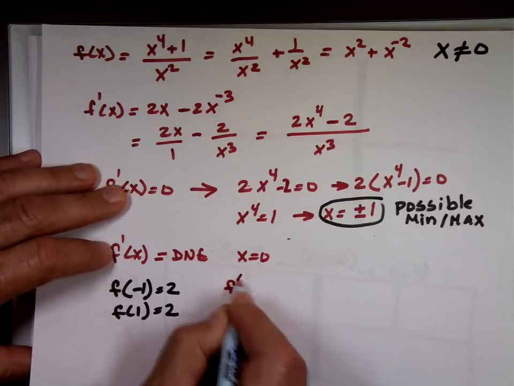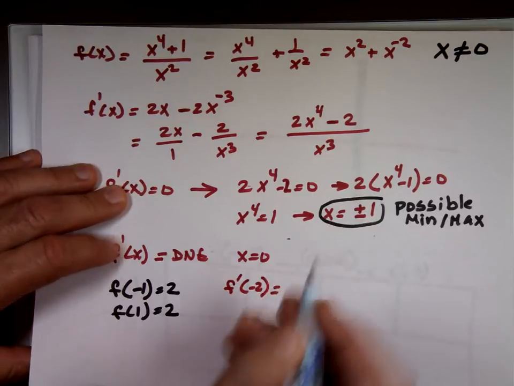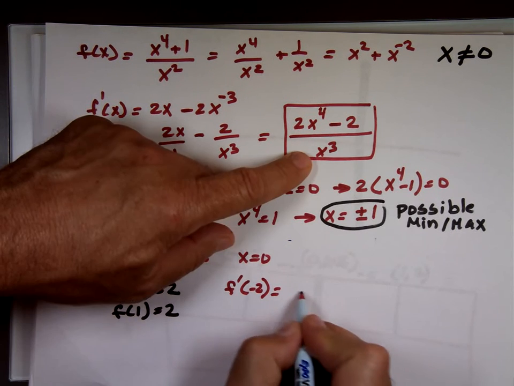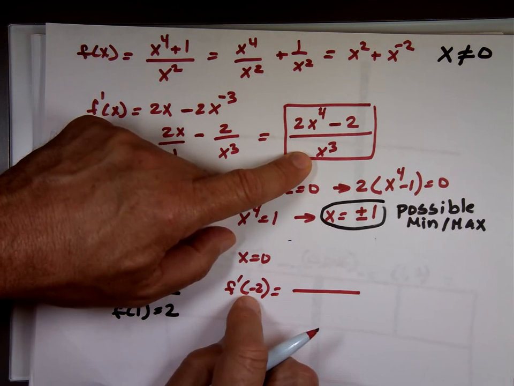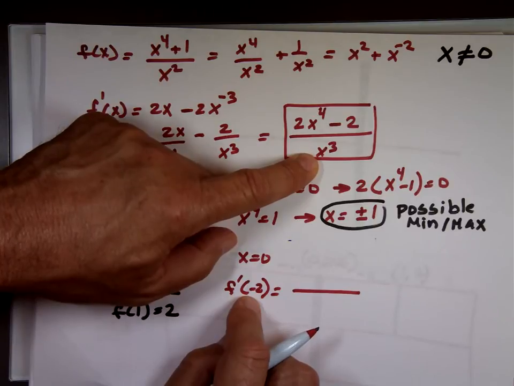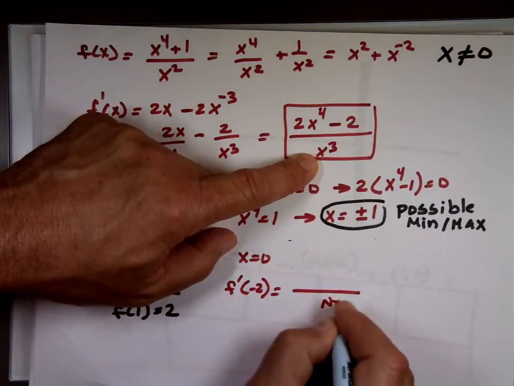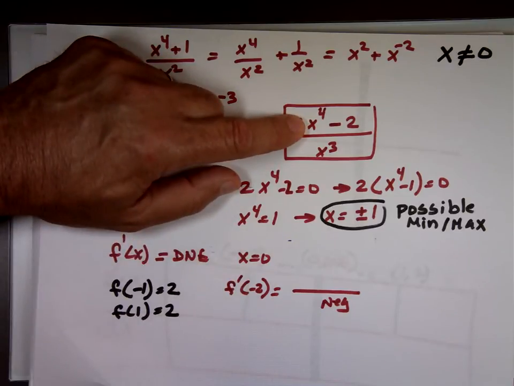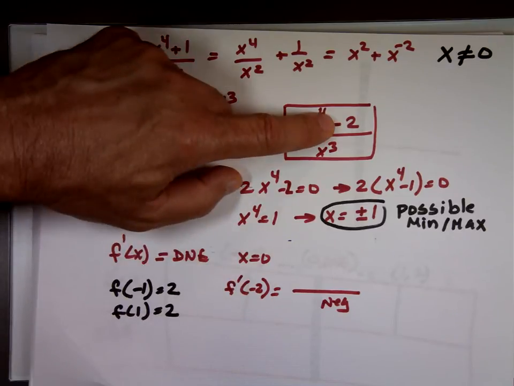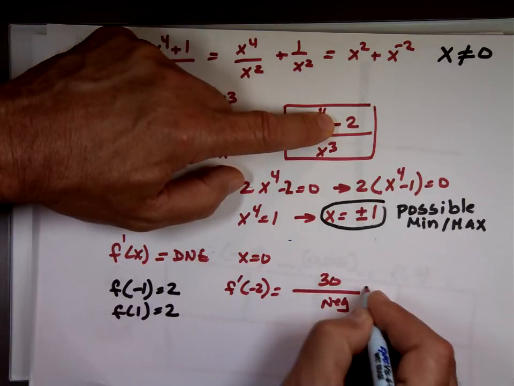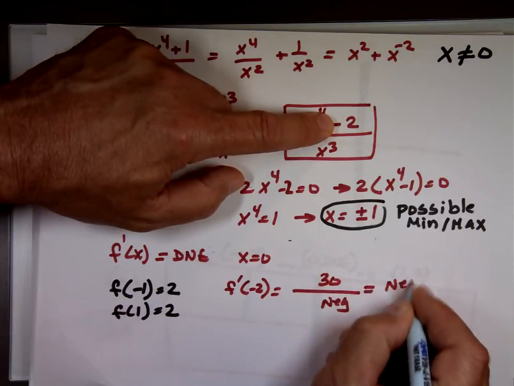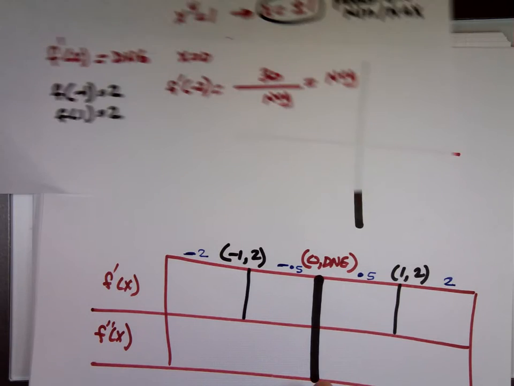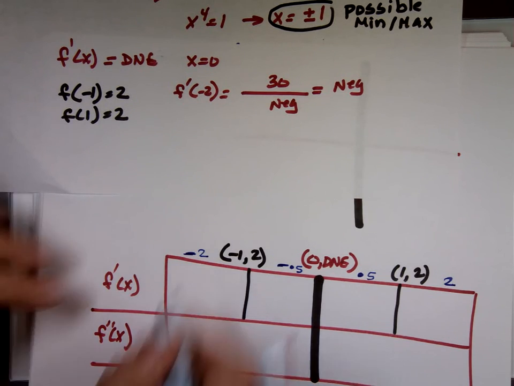There's my derivative function. Look at the bottom first. That number is negative 2. When you cube it, is that positive or negative? Negative. What about the top? Minus 2 to the 4th power, that's what, 16? 32 minus 2, that's 30 over a negative number, which is what? Positive over negative, which is negative. That tells me the function is decreasing.